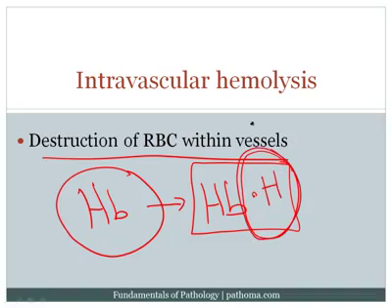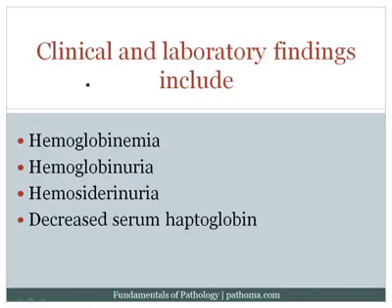Now the haptoglobin is minimal within the serum, and it really doesn't do much to save hemoglobin except in very small amounts. Eventually, the next step will be that hemoglobin will build up in the blood, creating a hemoglobinemia, and that hemoglobin will leak out into the urine because it's water soluble, creating a hemoglobinuria. And that allows us to understand the clinical and laboratory findings. So these patients will have hemoglobinemia because hemoglobin will leak out into the blood. They'll have hemoglobinuria because hemoglobin from the blood will leak out into the urine, and they'll get hemosiderinuria.